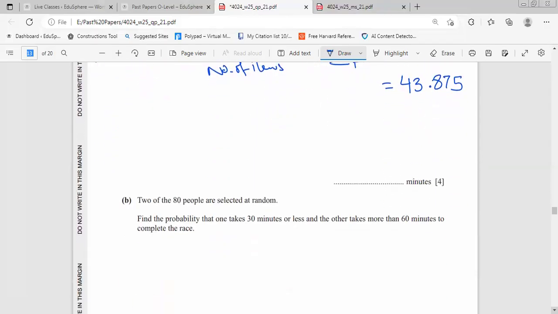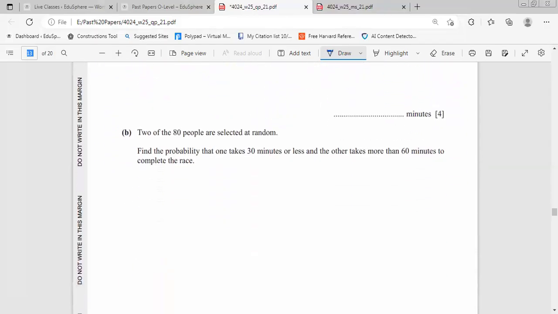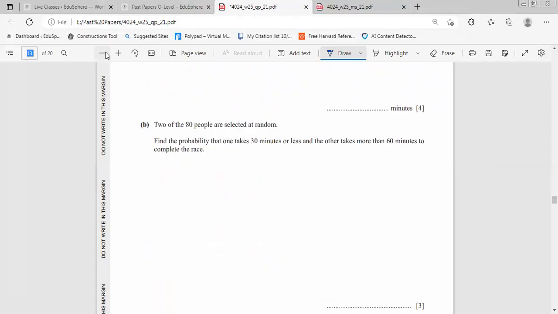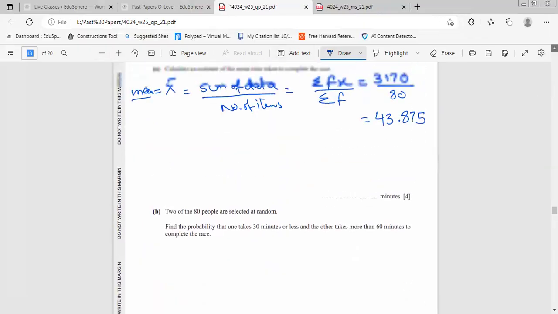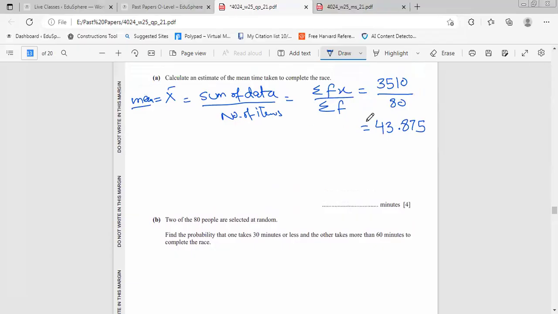Okay. Now we have the next question, where 2 of the 80 people are selected at random. Find the probability that one takes 30 minutes or less and the other takes more than 60 minutes to complete the race. Now, according to this question, there are 2 of the 80 people, so there are a total of 80 people.